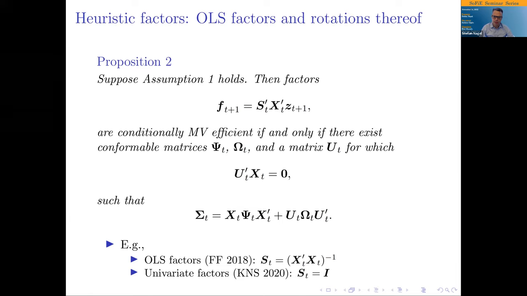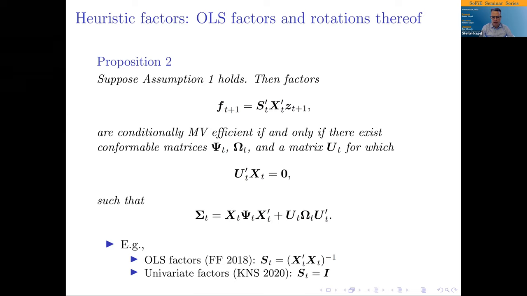And so this covers several different types of factor construction methods, depending on what you use for this rotation matrix S_T. If you make this S_T equal to (X'X)^{-1}, then you're basically getting OLS factors like in the Fama-French paper. And this should be Fama-French 2020, not 2018 here.